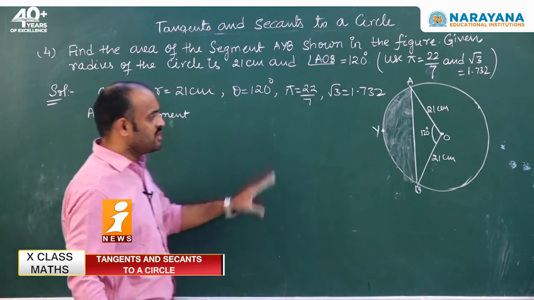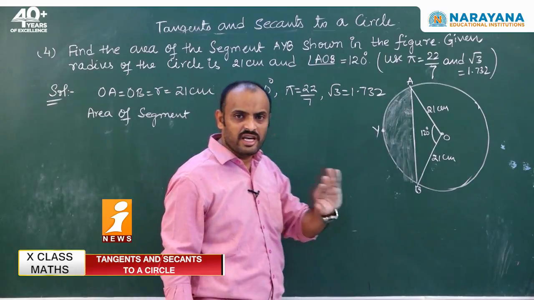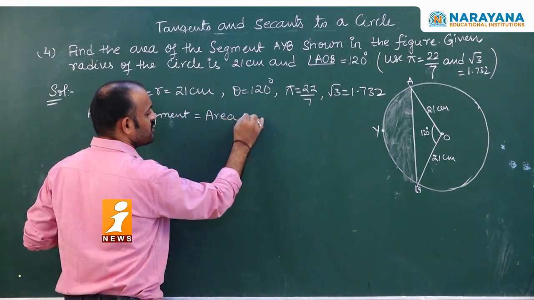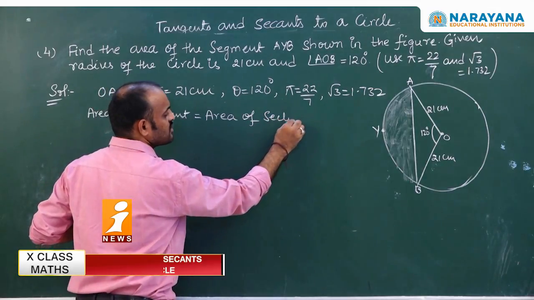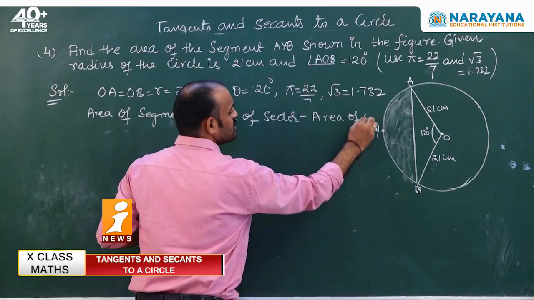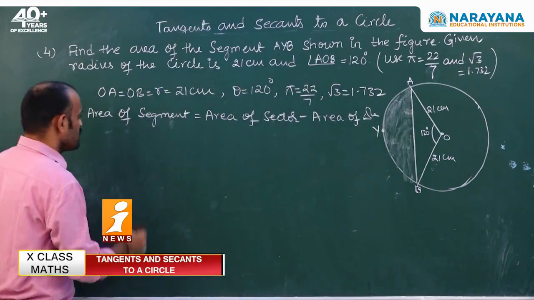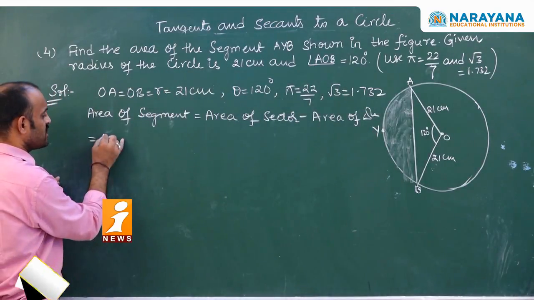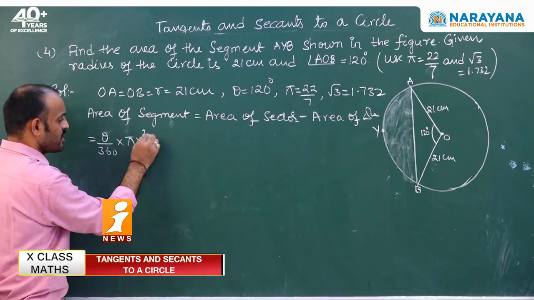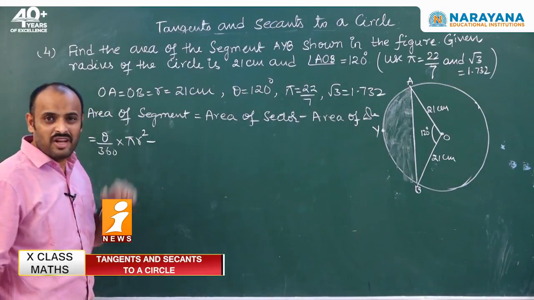This is minor segment only. Whenever they say segment, that is minor segment. Area of segment is equal to area of sector minus area of triangle. So area of sector formula, theta by 360 into pi r square, minus area of triangle.